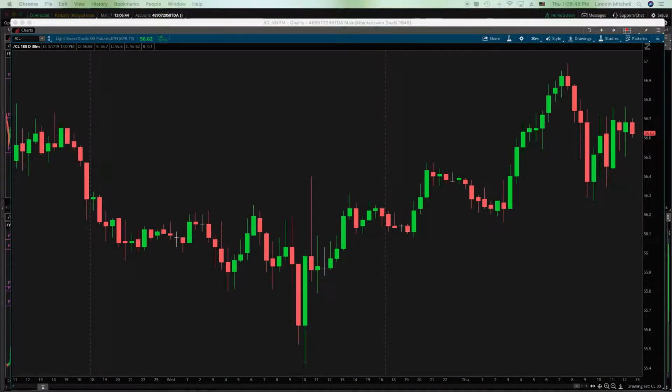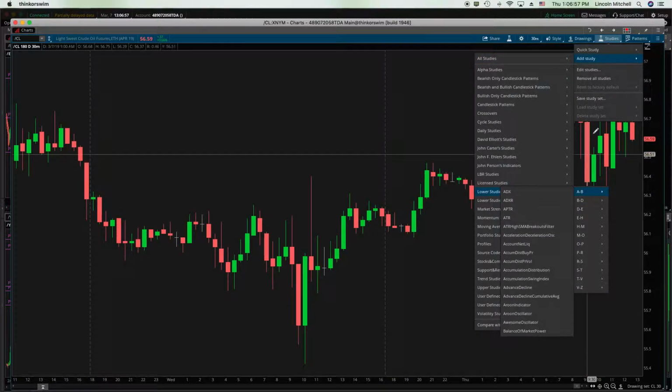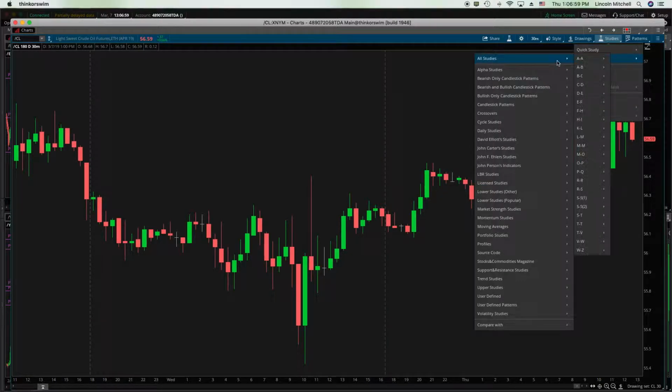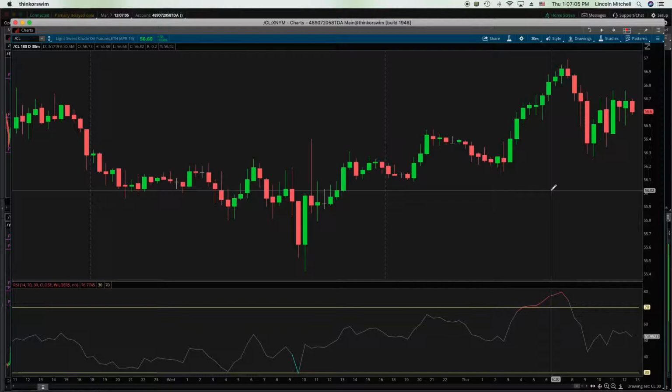First of all, the RSI. Most of y'all should already know this. You go to your studies. It should be on this one. All right, so we added the RSI. As you notice, this one is actually defaulted to 70/30. So 70 represents overbought, 30 represents oversold.